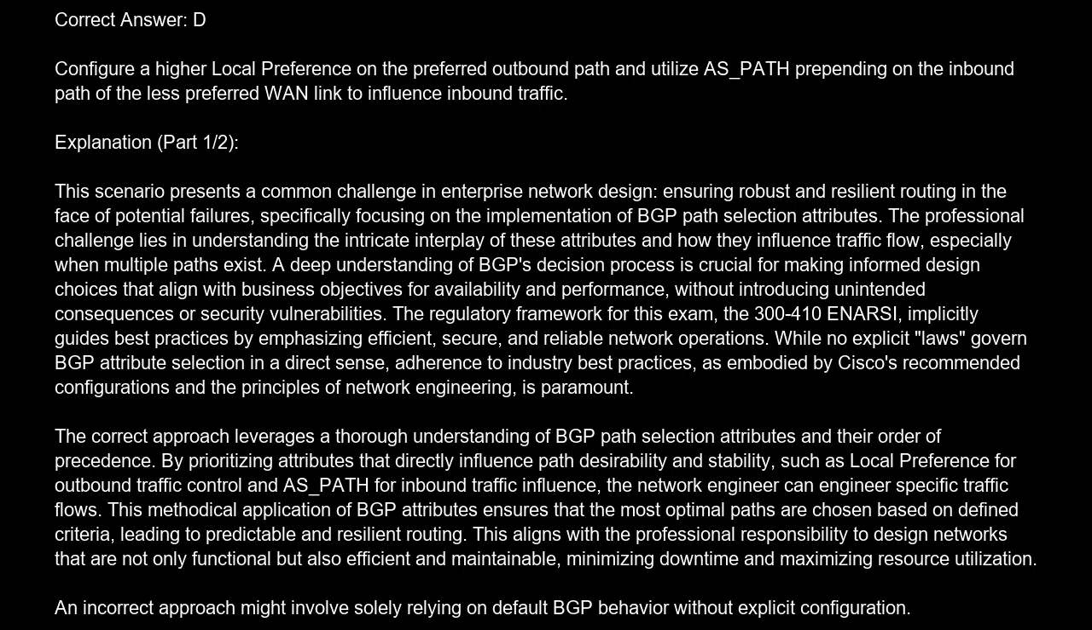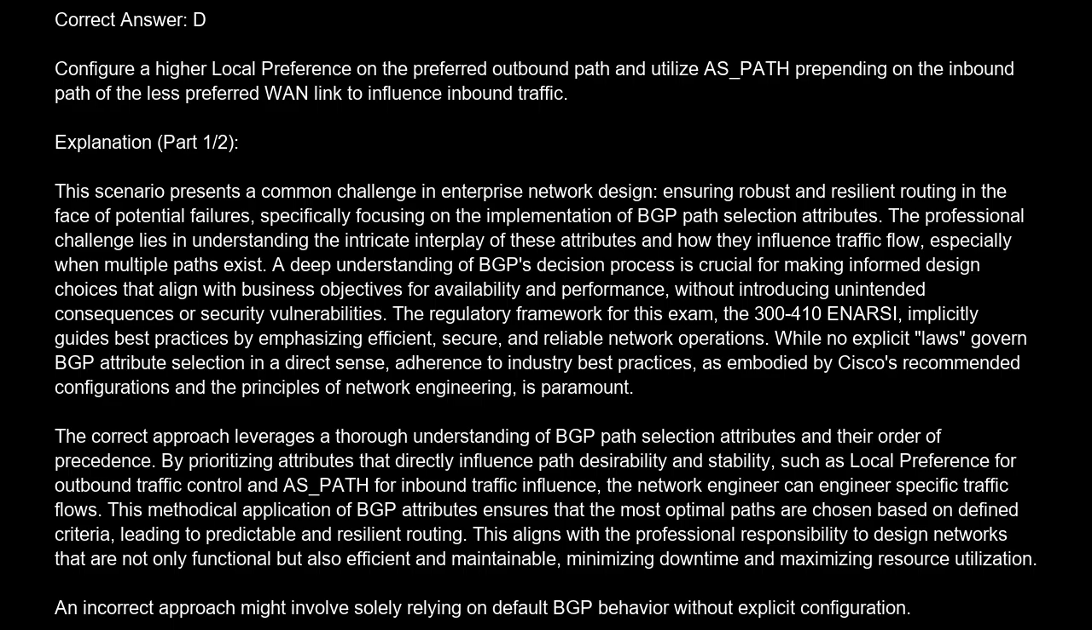The correct approach leverages a thorough understanding of BGP path selection attributes and their order of precedence. By prioritizing attributes that directly influence path desirability and stability, such as local preference for outbound traffic control and AS path for inbound traffic influence, the network engineer can engineer specific traffic flows. This methodical application of BGP attributes ensures that the most optimal paths are chosen based on defined criteria, leading to predictable and resilient routing. This aligns with the professional responsibility to design networks that are not only functional but also efficient and maintainable, minimizing downtime and maximizing resource utilization.